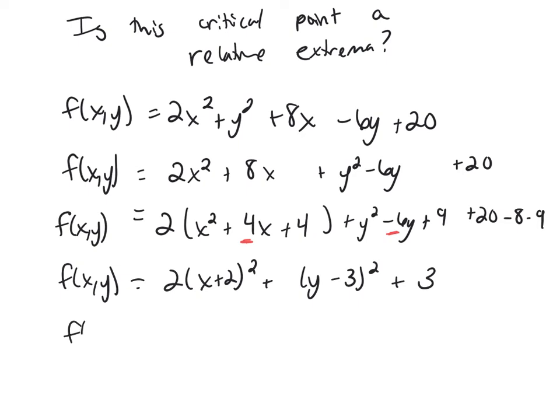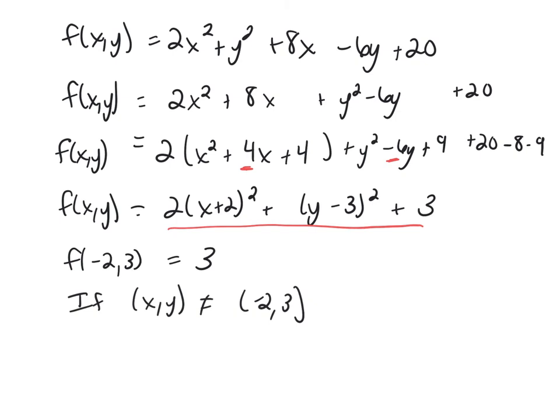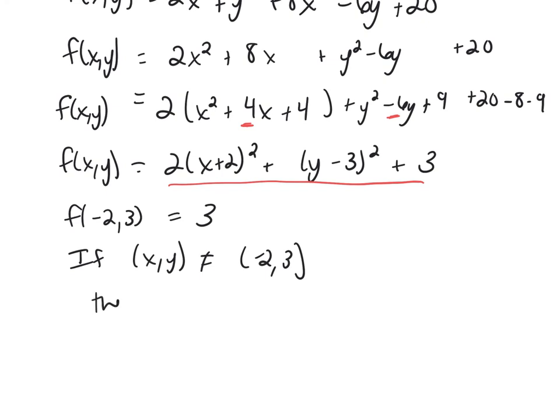If you plug our critical point into our function, you would get 3. And if you plug in any other point other than our critical point, so if (x, y) is not equal to (-2, 3), well, if you look on this right-hand side here, you'll see that you'll get a number bigger than 3. Then f of (x, y) will be bigger than 3, because these first two entries are squares, so at least one of them will be bigger than 0, and so overall I'm getting something bigger than 3.